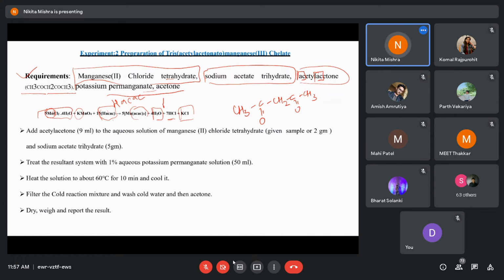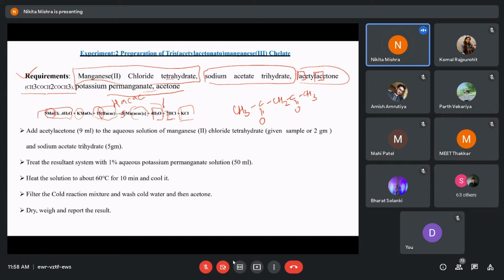So here first MnCl2·4H2O. The 4H2O is already balanced, but for HCl we need to put 7, that is 7 HCl. The other one, we need to keep 5, and 5 threes are 15, so here we need to keep 15. So in this way the reaction equation is balanced.